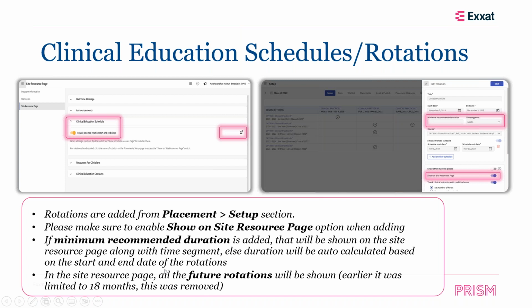And we only show future rotations here. The current and past rotations are not shown on that page, because it would be a huge list. Only the future rotations which are part of the clinical experience management would be shown. Earlier it was limited to 18 months, so whatever rotations were coming in the next 18 months were shown. But we recently enhanced it to show all the future rotations, so they have better visibility into the rotation schedule of the school. So this was one enhancement or change which we have done recently.